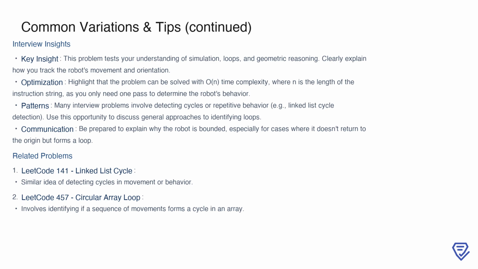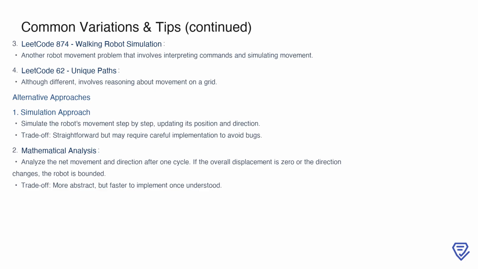Related problems, such as LeetCode 141 on linked list cycles or LeetCode 457, which involves detecting cycles in an array, can provide additional context and reinforce these concepts. Another related problem worth exploring is LeetCode 874, which focuses on walking robot simulation. Like this problem, it involves interpreting commands and simulating movement, but it introduces additional considerations, such as obstacles. LeetCode 62, while different, involves reasoning about movement on a grid and can help build intuition for solving grid-based problems.